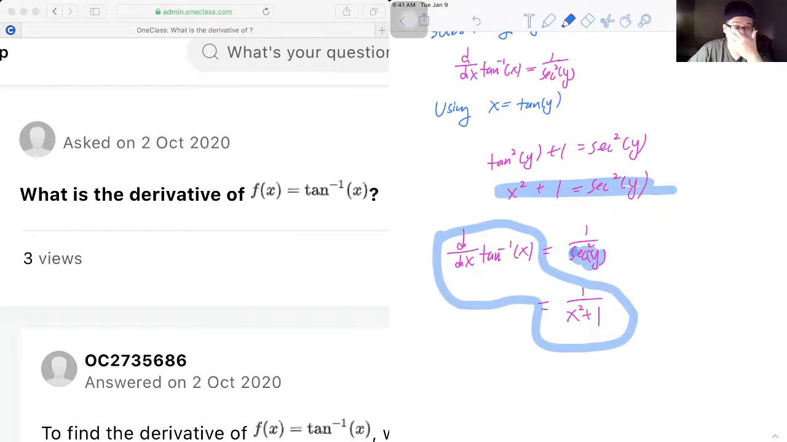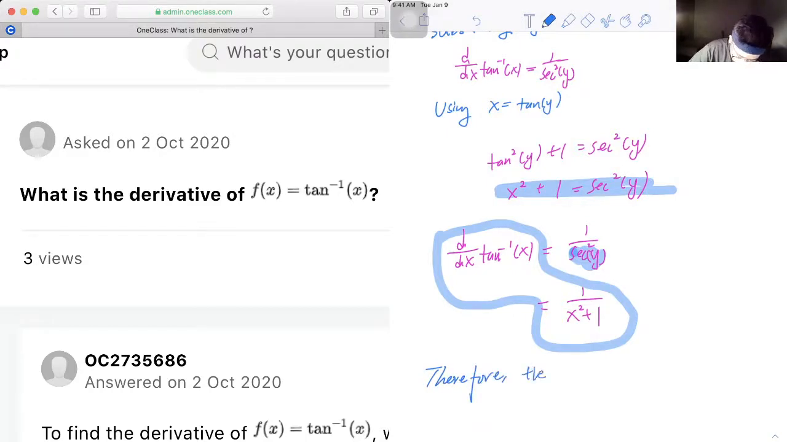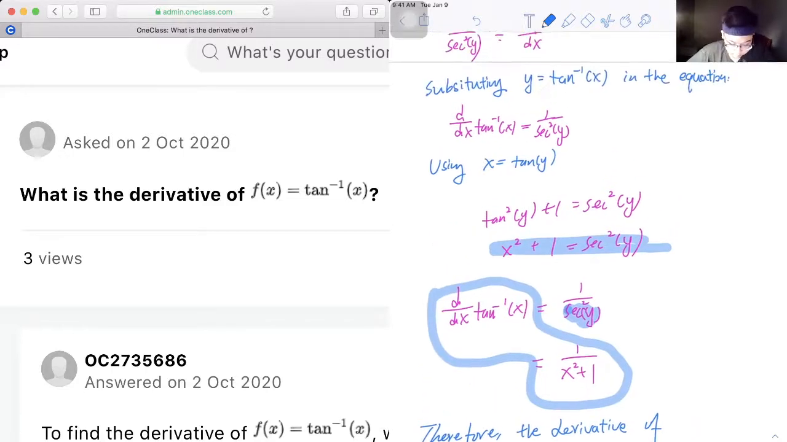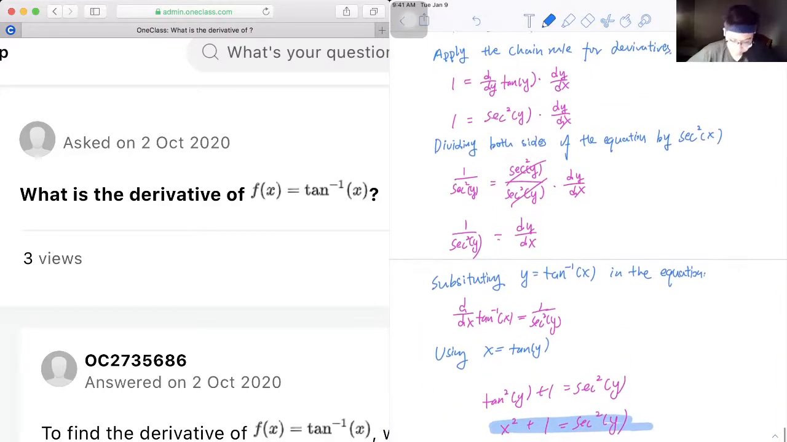So that's what we have for this question. And we can write the conclusion. Therefore, the derivative of f(x) is equal to tangent x inverse is 1 over x squared plus 1.